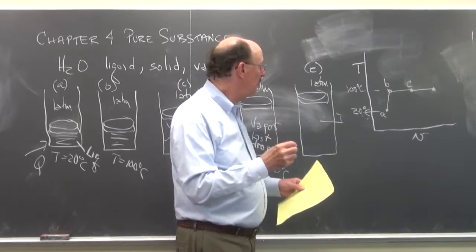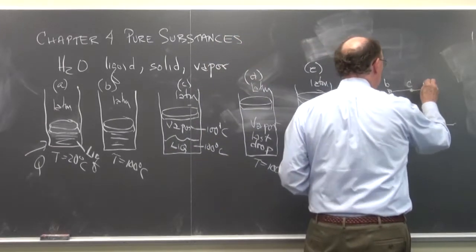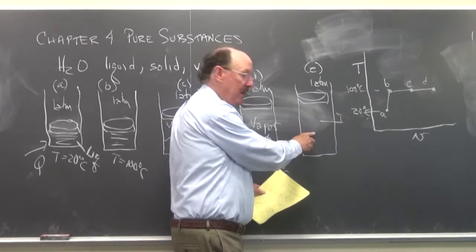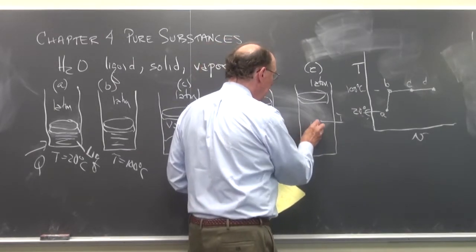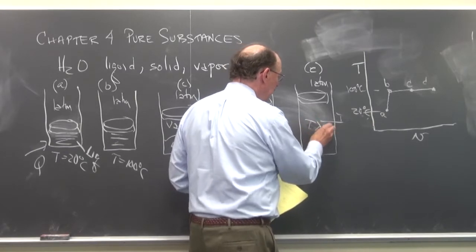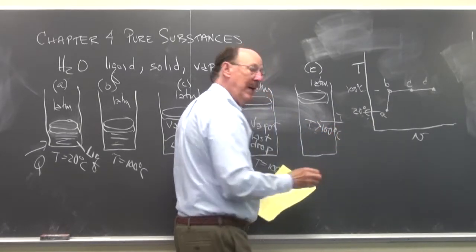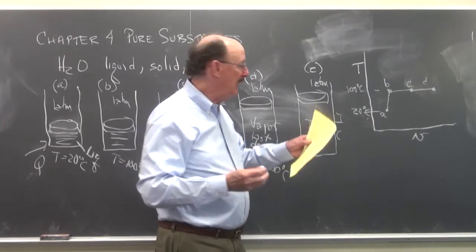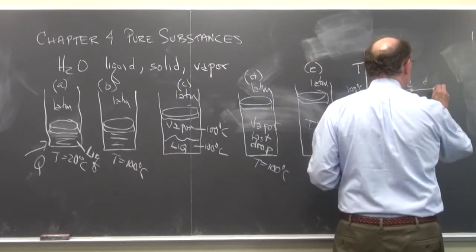And the temperature still remained constant at D. And then we started heating it more. And here we had T was greater than 100 degrees C. And the specific volume increases slightly as we do that, it expands slightly. And so then we go D to E.